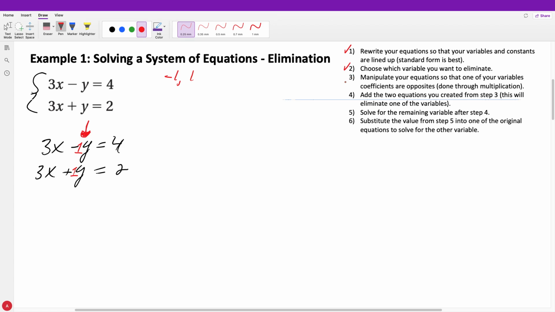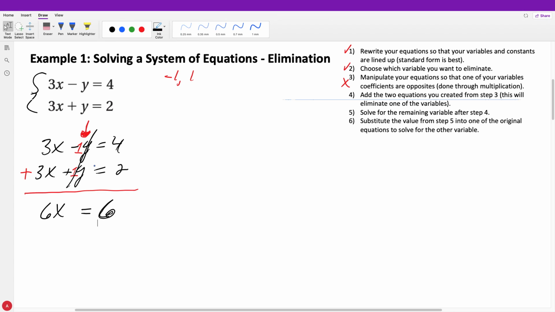All right, then we didn't need to do anything with this one because they're already opposites of -1 and +1. And then we need to add down. So what we do is we just add these two equations together. So we would do 3x plus 3x, which gives me 6x. -1y plus 1y gives me 0y. So they eliminate, they cancel each other out, hence the method elimination. And 4 plus 2 is then going to give me 6. All right, so now by adding these and having the opposite numbers, I eliminated my variable y.